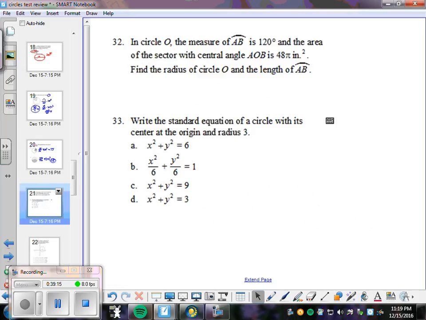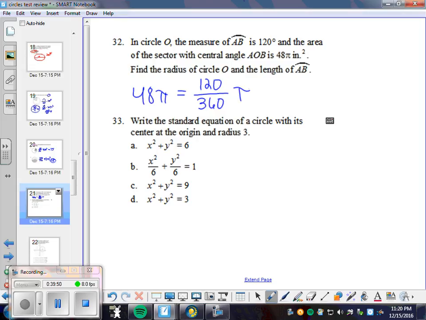In circle O, the measure of AB is 120, and the area of the sector with the central angle AOB is 48 pi inches squared. Find the radius of the circle O and the length of AB. Okay, so we've got an arc of 120, with a central angle of 48. The area of the sector is 48 pi.